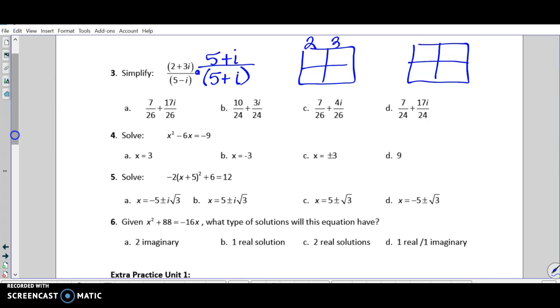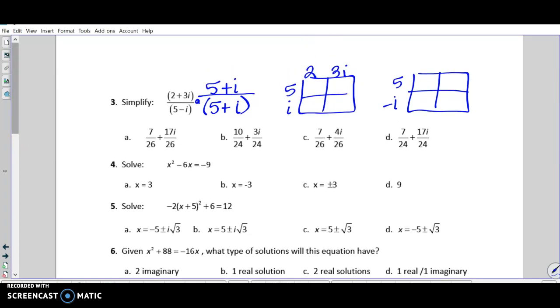So I've got to do 2 plus 3i times 5 plus i, and I've got to do the denominator, which is 5 minus i times 5 plus i. So I'm going to multiply on the inside, and then this is my numerator, this is my denominator. Multiplying by the conjugate. 2 times 5 is going to give me 10. 3i times 5 is 15i. 2 times i is 2i. 3i times i would be 3i squared.